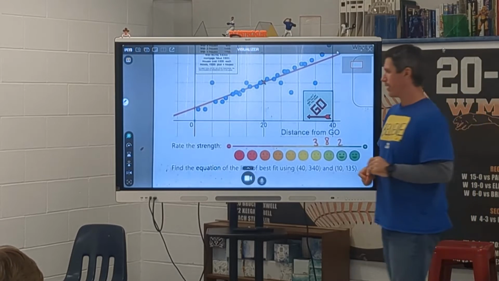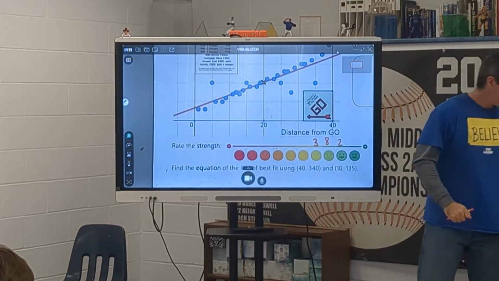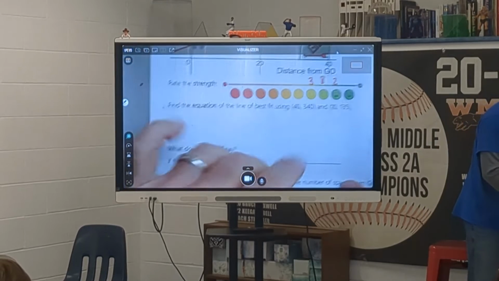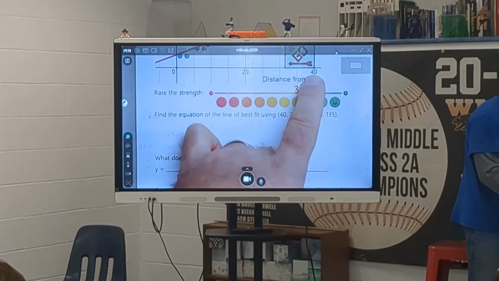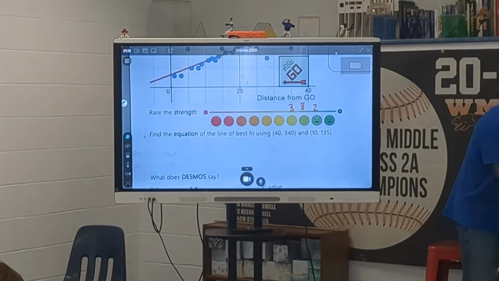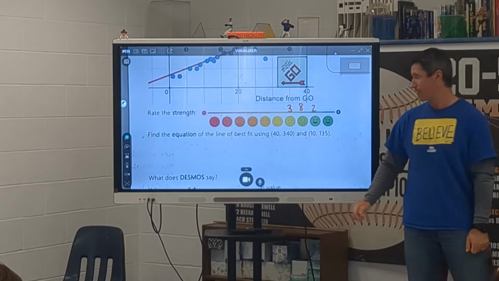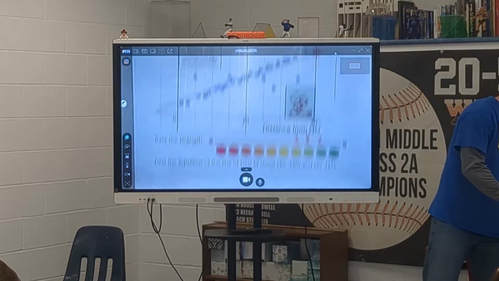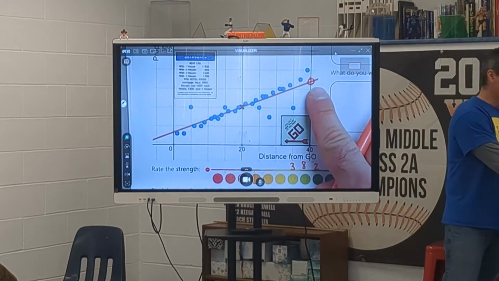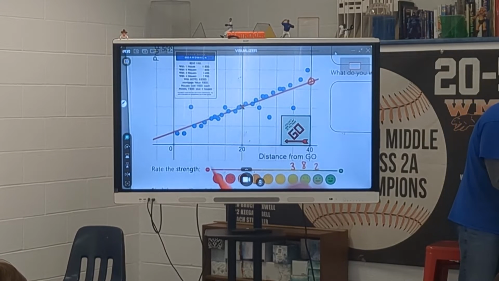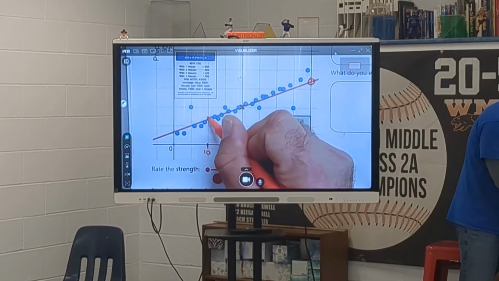Identify these 2 points on the graph now. So let's do the work. Identify 40, 340. So go over to 40, which is at the end of the x-axis here. Go up to approximately where 340 would be, which would be on the red line. Of course it is, because that's what we're doing, right? So circle that point. That's 40, 340. Okay. The other coordinate is at 10, which is there, comma 135, which would be approximately on the red line. Okay.